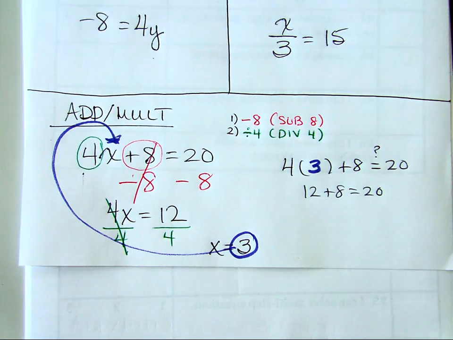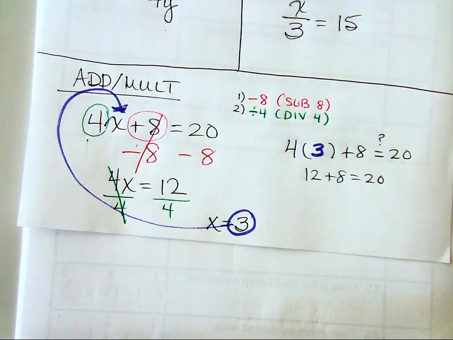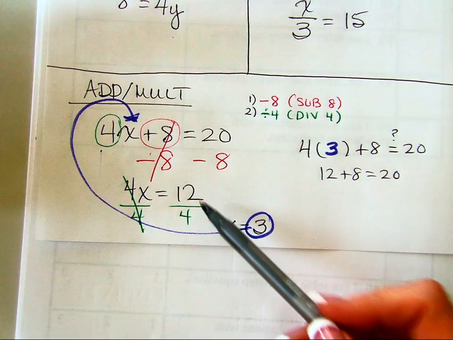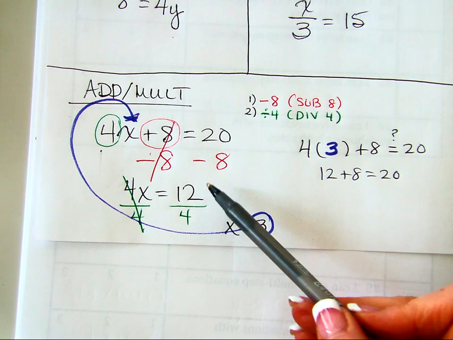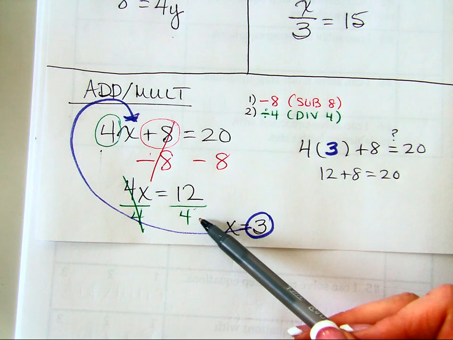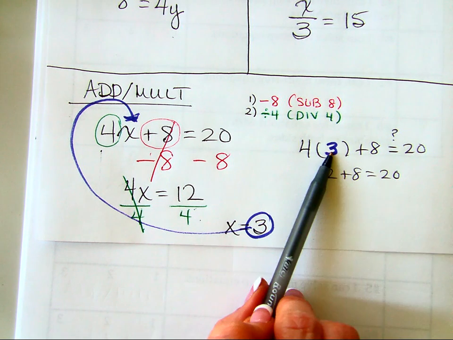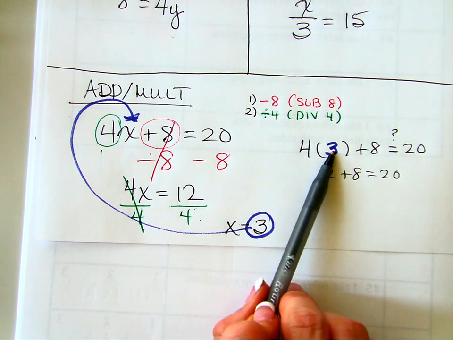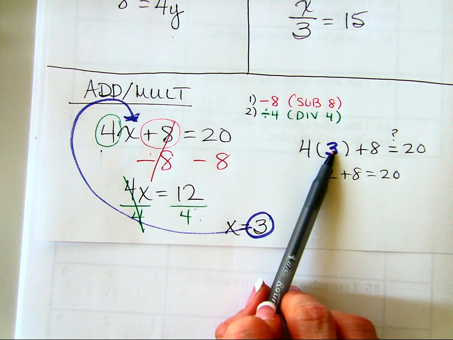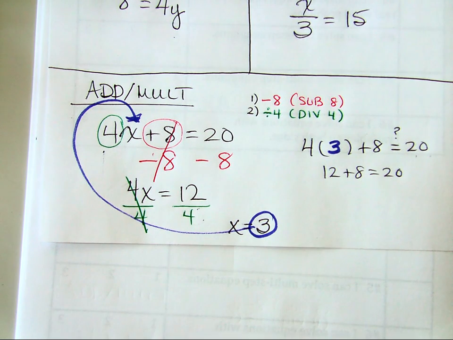Here's how a check can come in very handy. Let's say you were preoccupied, you divided wrong. Let's say you subtracted instead of divided. Let's say you made that x equals 8. Well, when you put 8 back up here, 4 times 8 would have been 32, plus 8 would have been 40. And then you would have said 40 equals 20. No. Oh, shoot, I must have done something wrong. Oh, I subtracted. I was supposed to divide. Do you see how checking can help you?